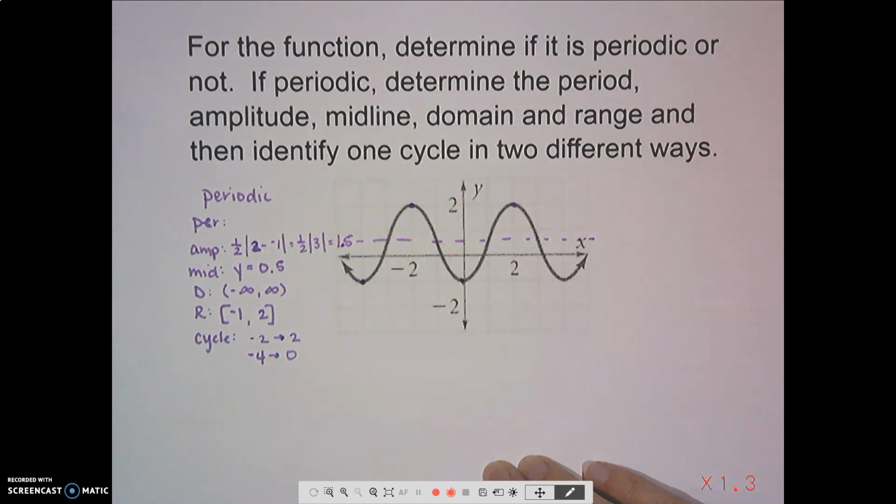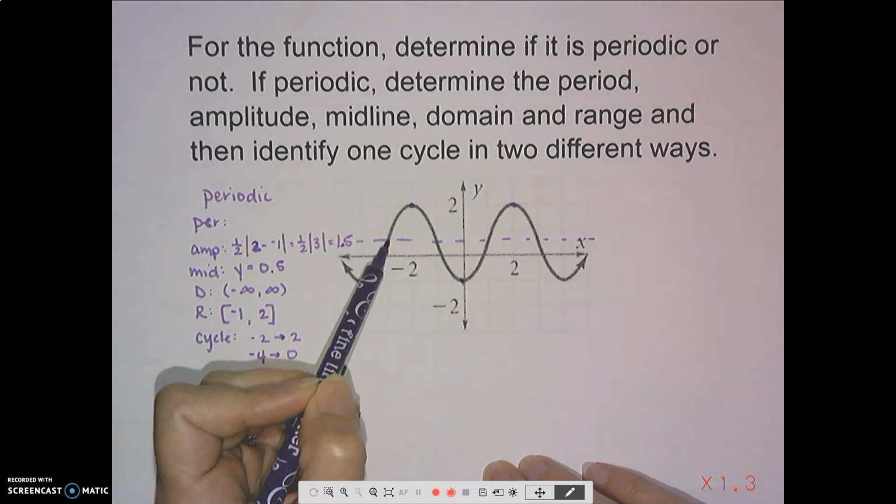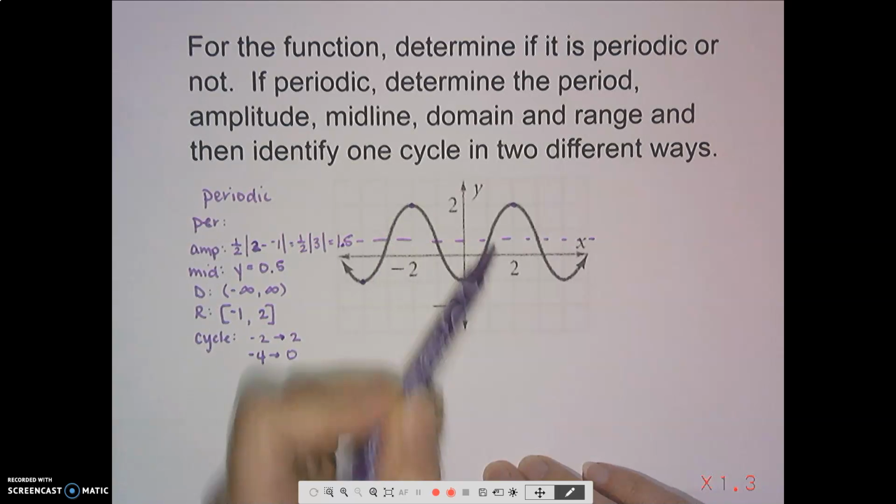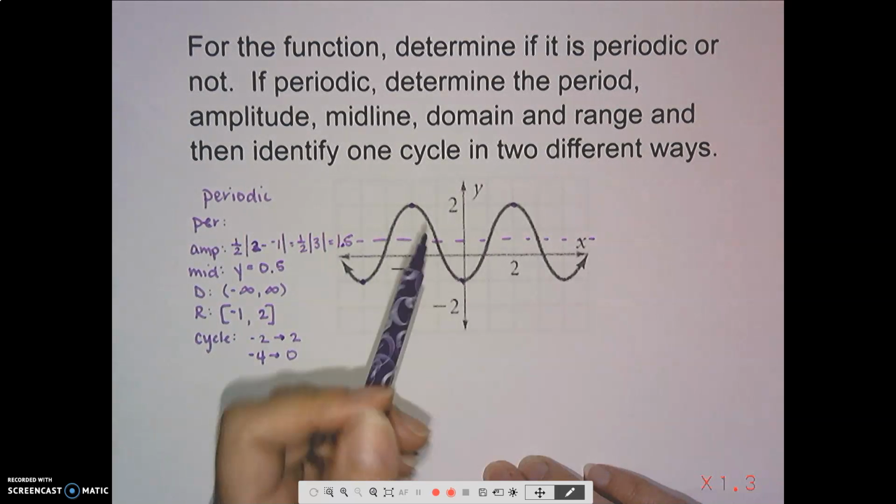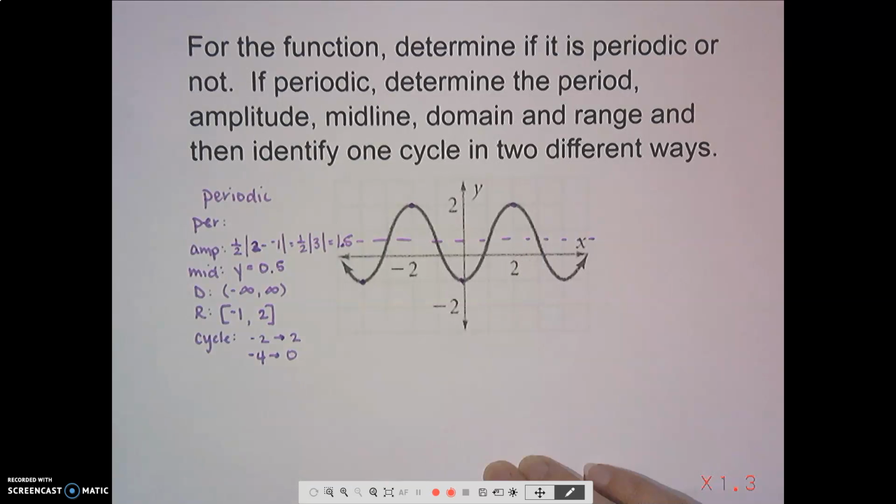Now, I could not use -4 to 0 and 0 to +4 because that is the exact same shape that I am copying and pasting over and over and over again. So I couldn't use that. I could start here at the middle, so at -3 over to +1. You could also use that, or you could go from -1 over to +3. But you just need 2 cycles. There are obviously infinitely many cycles, but you just need 2 of them.